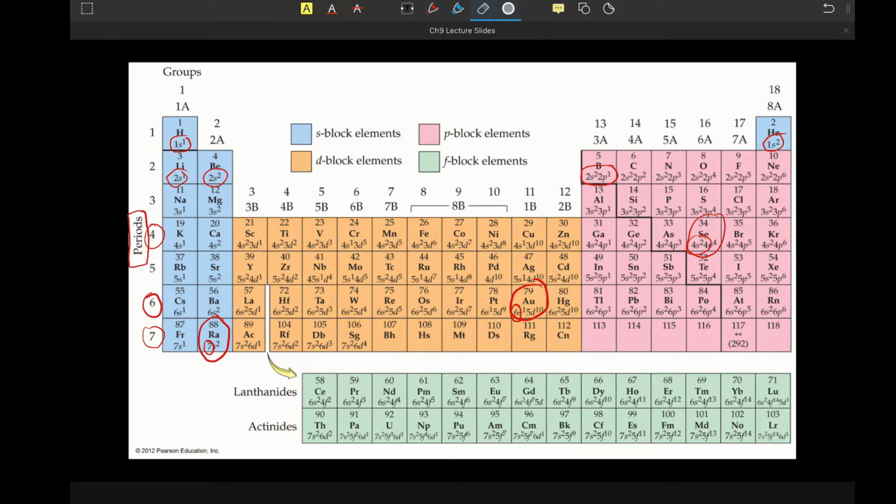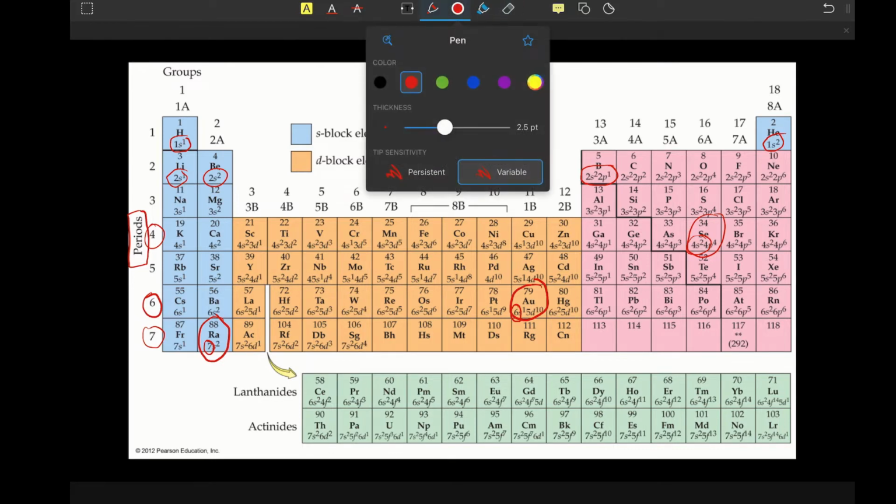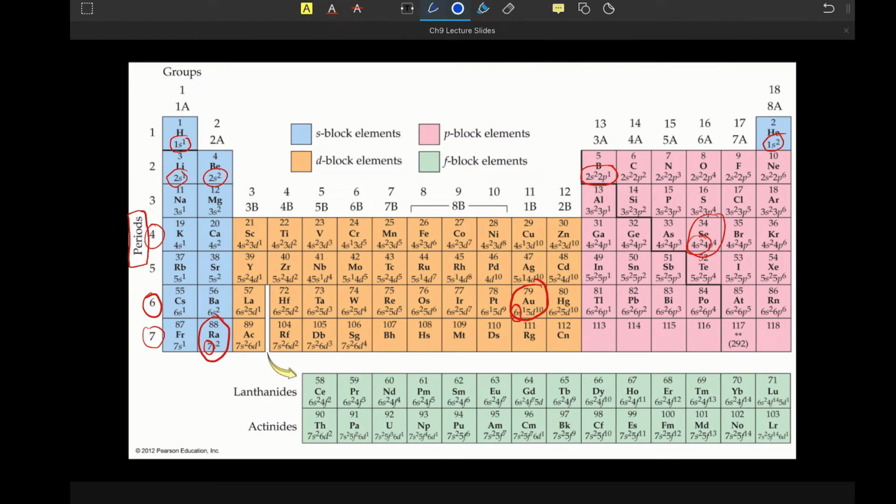And now, if we want to layer on some more information, let's get a different color. If we take a look, we'll see that group 1A and group 2A are always filling their S subshell. So we have S1, S1, S1, S1, S2, S2, S2, S2. This is known as the S block, where all of those elements are filling their S subshell, the S subshell that corresponds to their period.